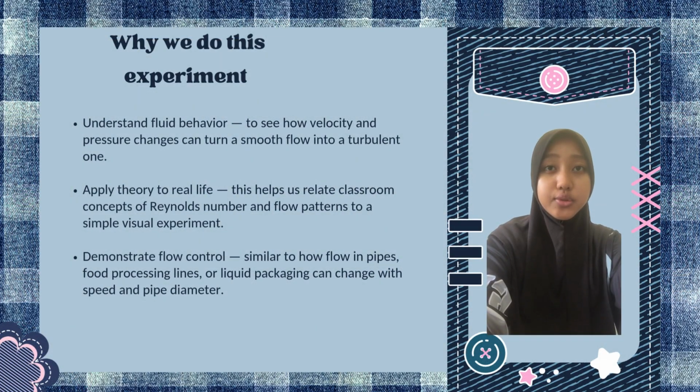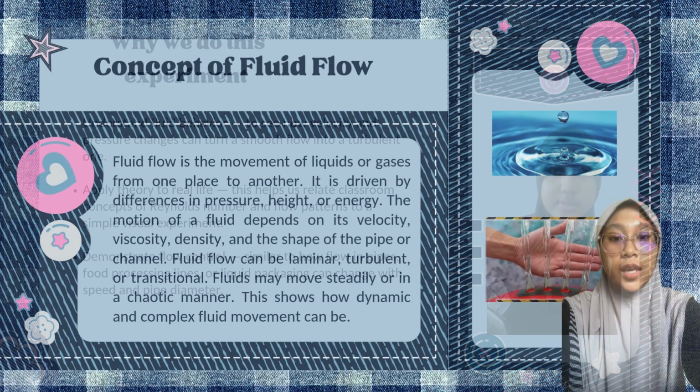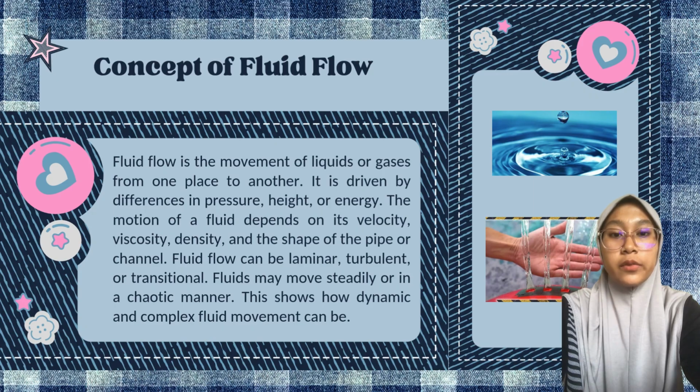This experiment also helps us understand fluid behavior, to see how velocity and pressure change can turn a smooth flow into a turbulent one. And it also applies theory to real life. This helps us relate the classroom concept of Reynolds number and flow pattern to a simple visual experiment. It also demonstrates flow control, similar to how flow in pipes, food processing lines, or liquid packaging can change with speed and pipe diameter. Next, I'm going to explain the concept of fluid flow.